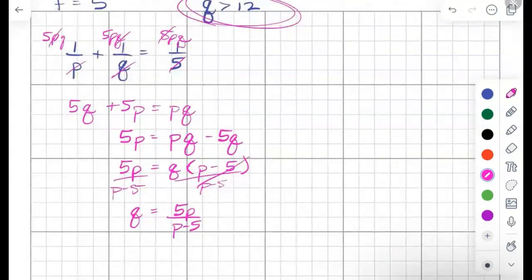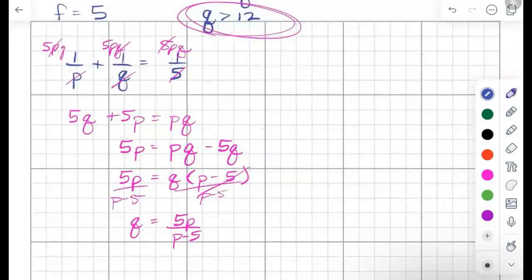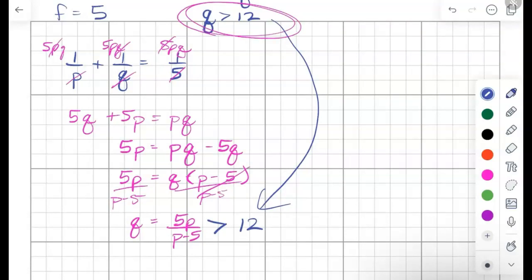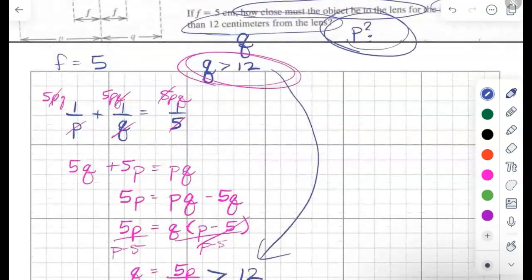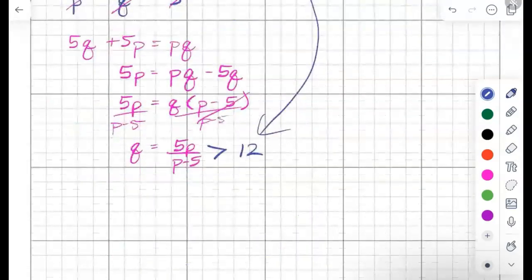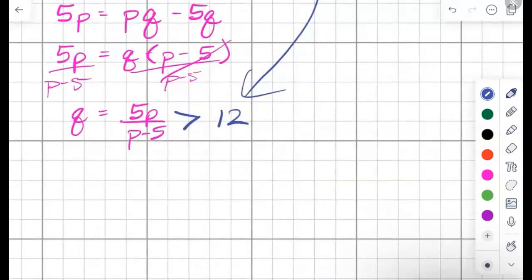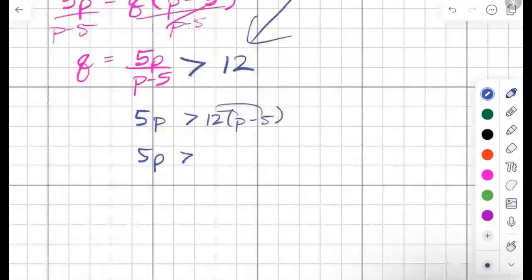So then what we want to do is bring in that inequality. They want q to be greater than 12. Well, this is q, so we're going to set this greater than 12. And remember, they're asking about p. They want to know p's distance, so we're going to solve for p. From there, you multiply the p minus 5 to both sides. That gives you 5p is greater than 12 times p minus 5. Distribute your 12, so we get 12p minus 60.